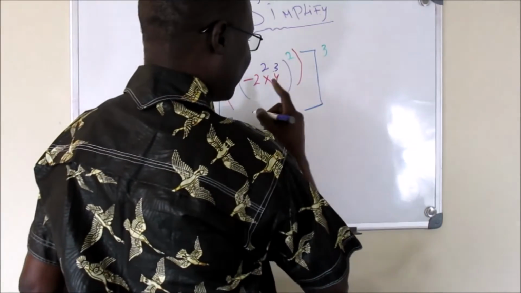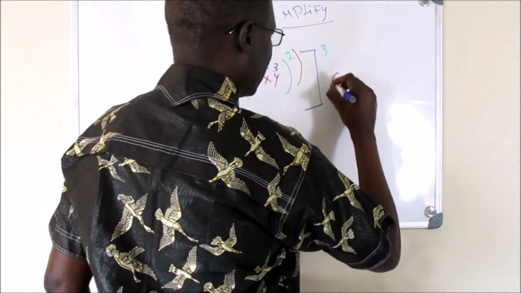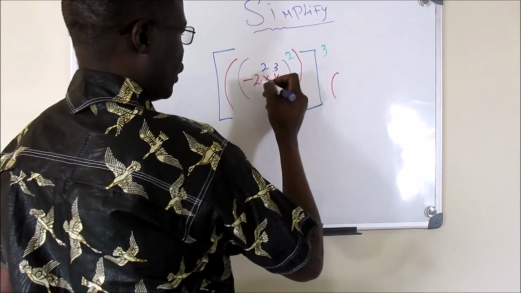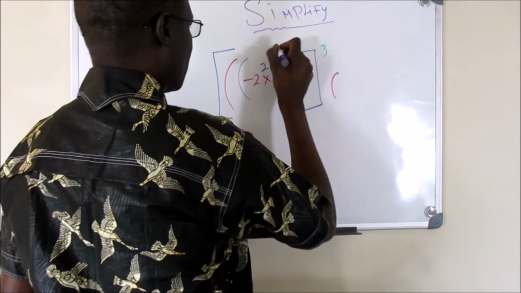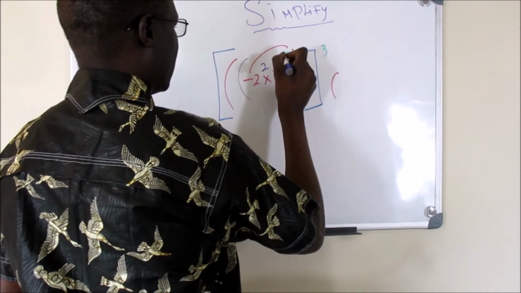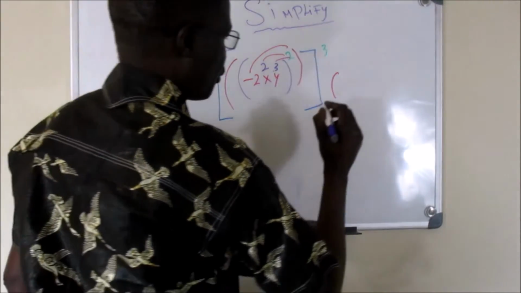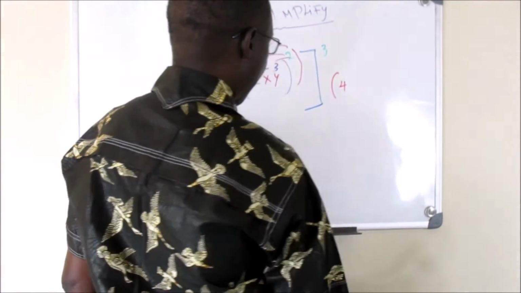So the one inside, it will equal, so you're going to put this, let's go this way, and it goes this way, and it goes this way. So you're going to have 4.